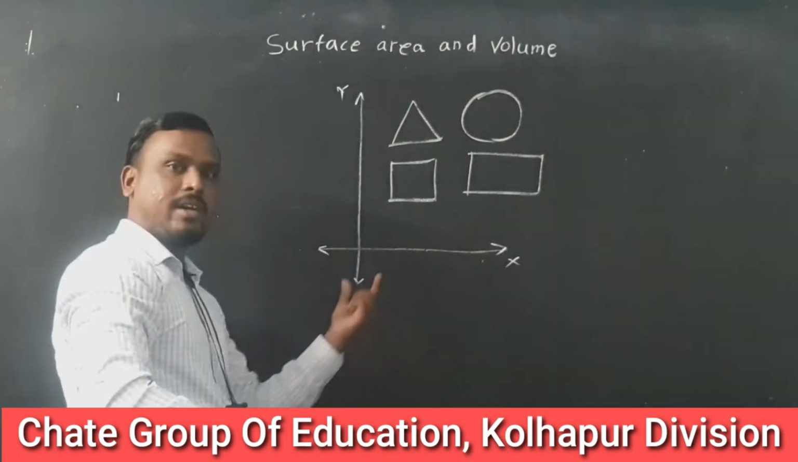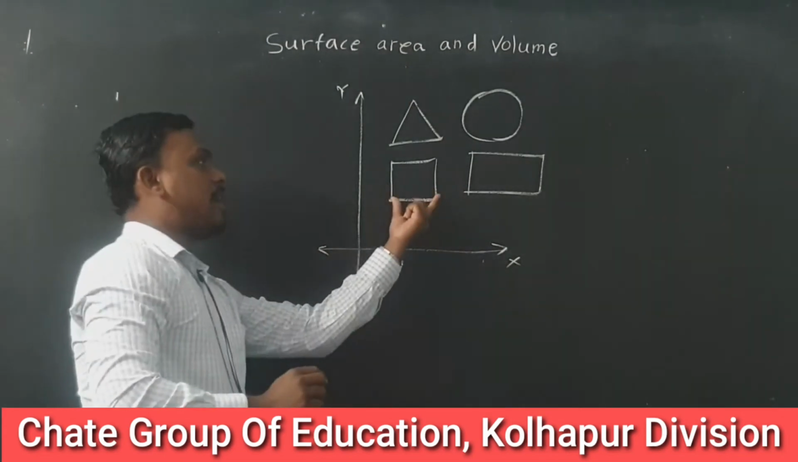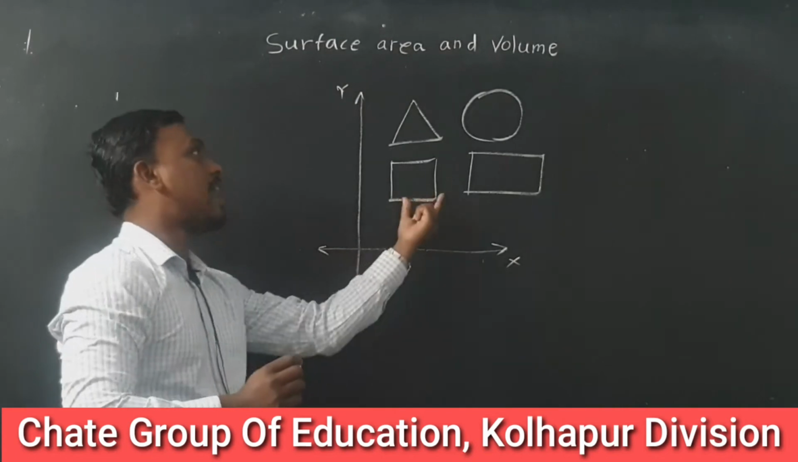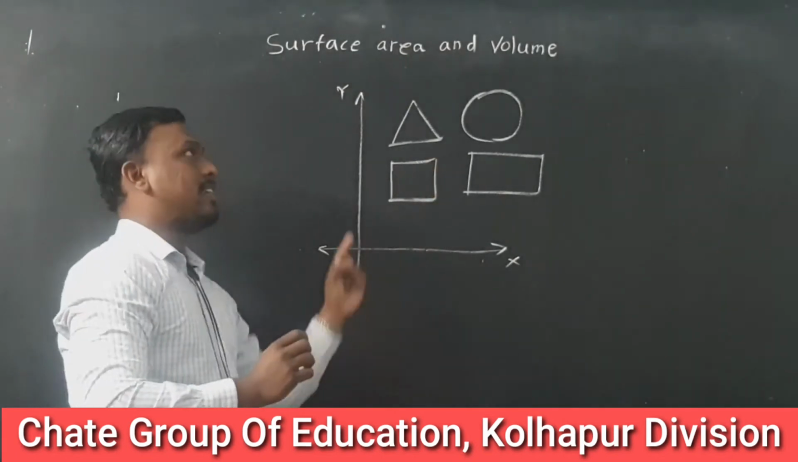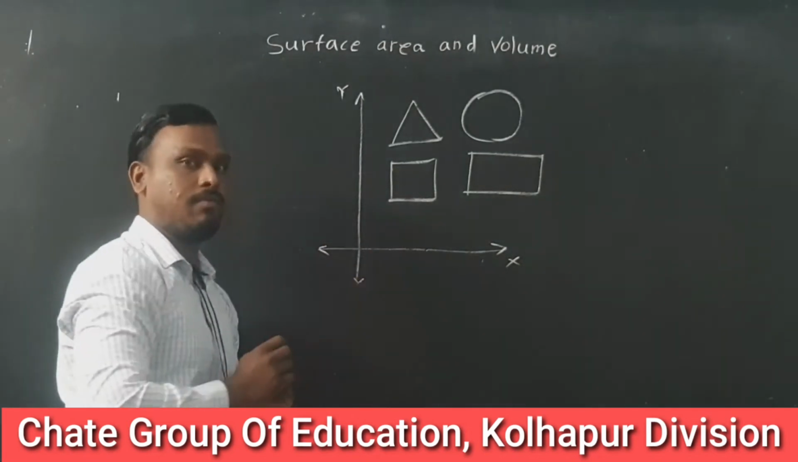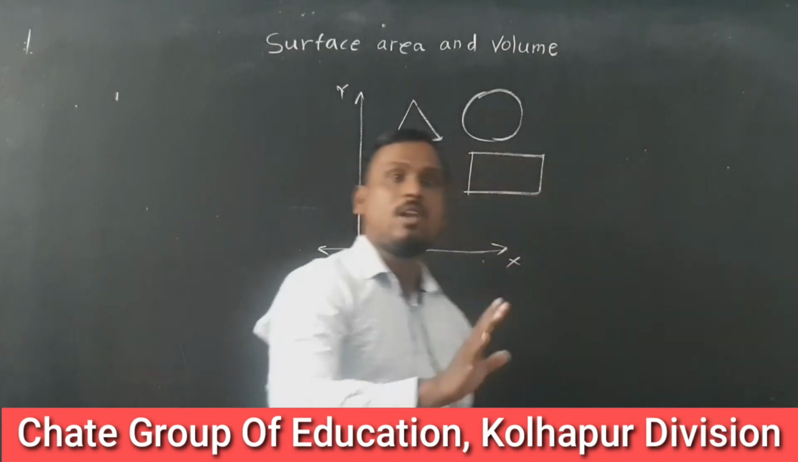All these figures are called two-dimensional figures. These figures have only area. They don't have a volume. But in this lesson, surface area and volume, we are going to see the three-dimensional figures. So what do we mean by three-dimensional figures? These are the solid figures.